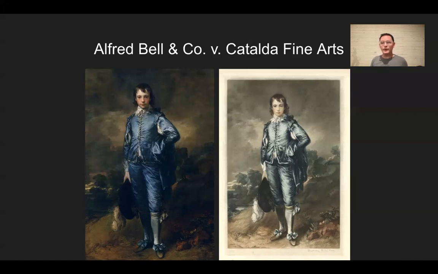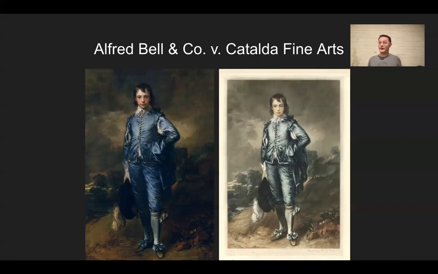It's not protected by copyright at all. So you created a mezzotint copy of The Blue Boy, but it's a public domain work. You can't claim copyright in something that's in the public domain. And the court says, not so fast, right? Yes, it's a reproduction of a public domain image, but it's a reproduction that involves aesthetic creative decisions made by the mezzotint artist. So we have echoes here of Burrow-Giles v.